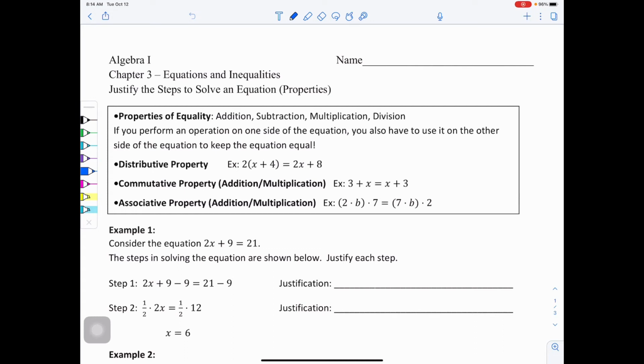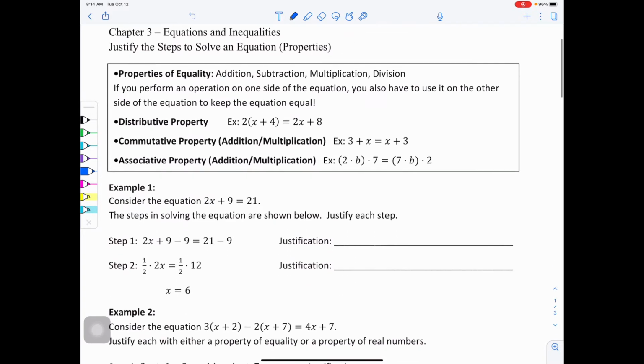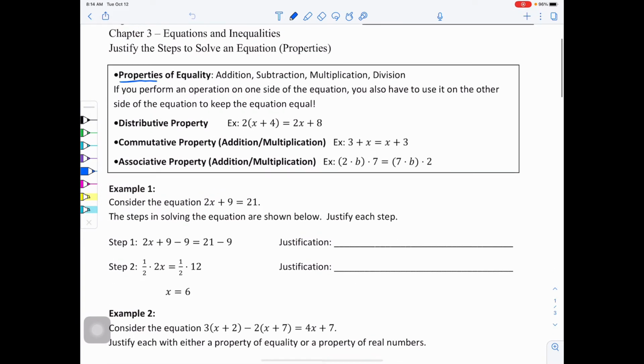Our next lesson is called Justify the Steps to Solve an Equation, Properties. In the top box, you're going to see a quick review of the properties that we will be using during this lesson to justify each step in our solving. So the first one you're going to see here is properties of equality. Properties of equality exist for all four operations: addition, subtraction, multiplication, and division.